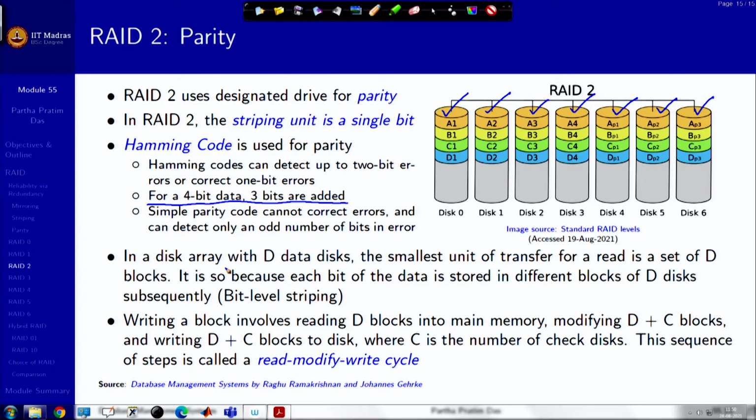If you have a disk array with D data disks, then the smallest unit of transfer for a read is a set of D blocks, because you can do that in parallel. For writing, obviously, you have to modify D plus C blocks, where C is the number of check disks. These are the check disks, as I said. Here the example is 4 bits of data and 3 bits of check. If you understand Hamming code, you will see that there is a very structured formula to decide how many Hamming bits you will require.